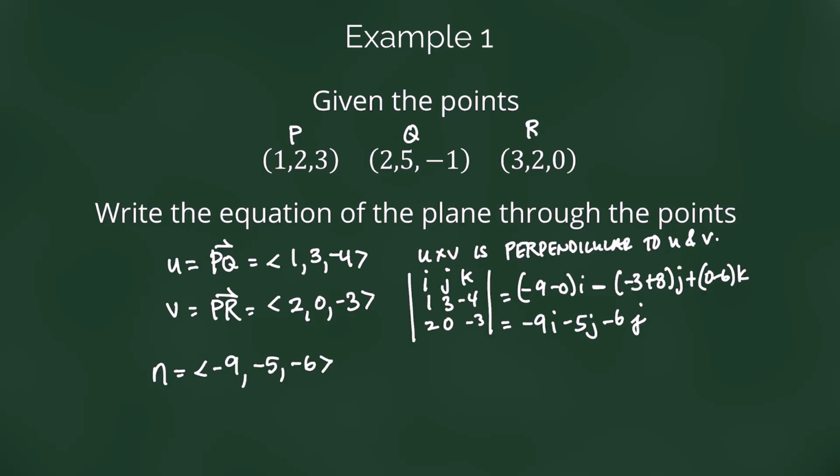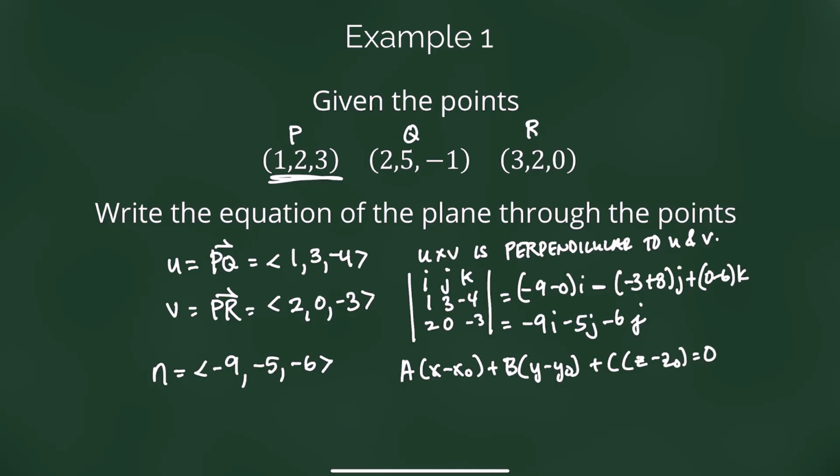Now we just pick any one of our points. So I'm going to use P as my point. So remember our equation looks like a times x minus x naught plus b times y minus y naught plus c times z minus z naught equals 0, where a, b, and c come from our vector. So this is going to be negative 9 times x minus 1 plus negative 5 times y minus 2 plus negative 6, which of course I can write as minus 6 if I want, times z minus 3. That's our expanded form.